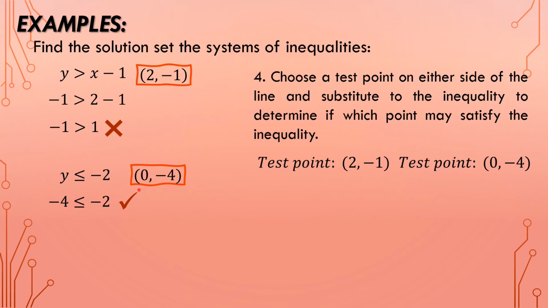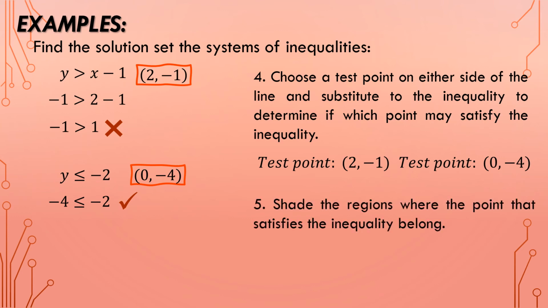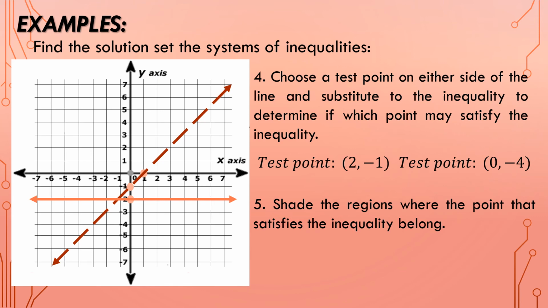Ibig sabihin, yung napili nating test point na 0, negative 4, ay sakop dapat ng ating shaded part mamaya sa ating pangalawang inequality. Fifth step is to shade the regions where the point that satisfies the inequality belong. So, let us now shade the parts. Okay, so kanina, tinest natin yung point na 2, negative 1 sa ating first inequality. So, since nag-letter X or mali yung ating nakuhang solution, ibig sabihin, ang 2, negative 1 ay hindi dapat kabilang sa ating first line. So, since ito yung 2, negative 1, so ang part na ito ay hindi dapat i-shade.